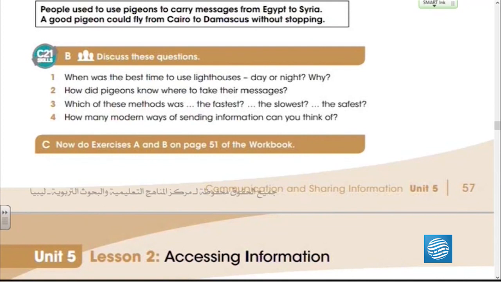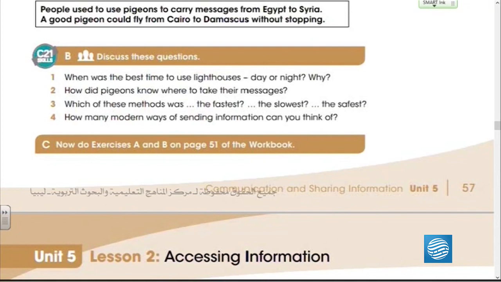Number 1. Regarding the information that we had before in the lesson, we can answer these questions. When was the best time to use a lighthouse? Lighthouse, which is used by the sea. Can we use the light in the day or at night in the dark? What's the meaning of light? Can we use it in the day or at night? At night. Very good.